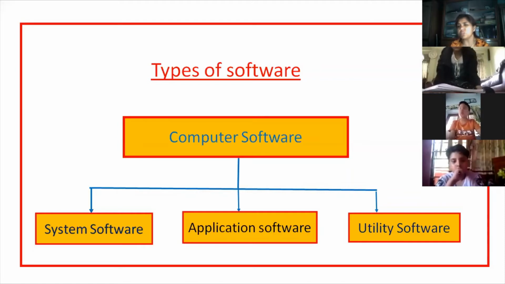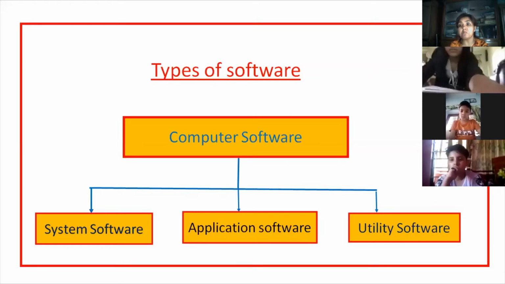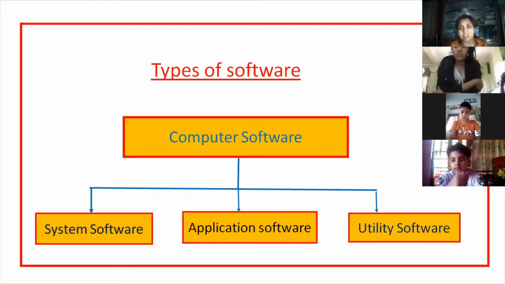System software is also divided into other categories, but one of the system software is the main software of the computer, which without that software, computer cannot work. So system software is known as main software or master software of the computer.